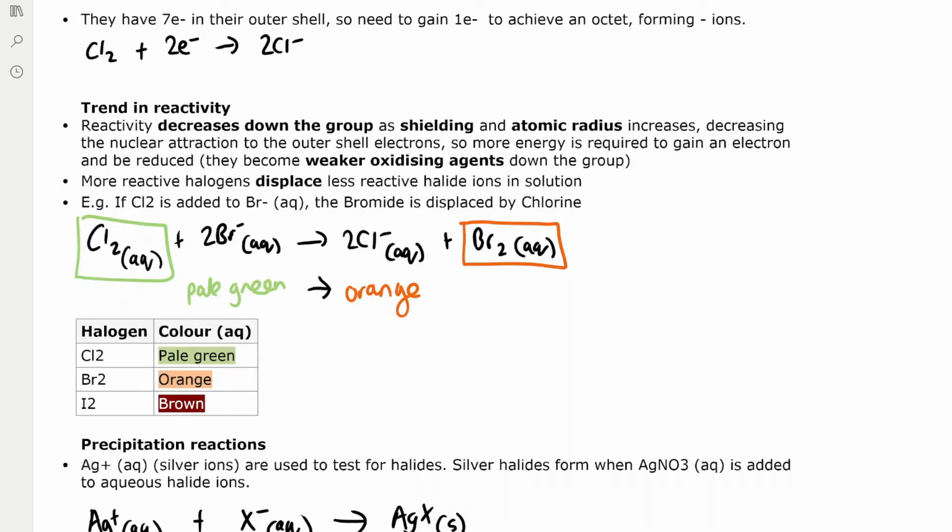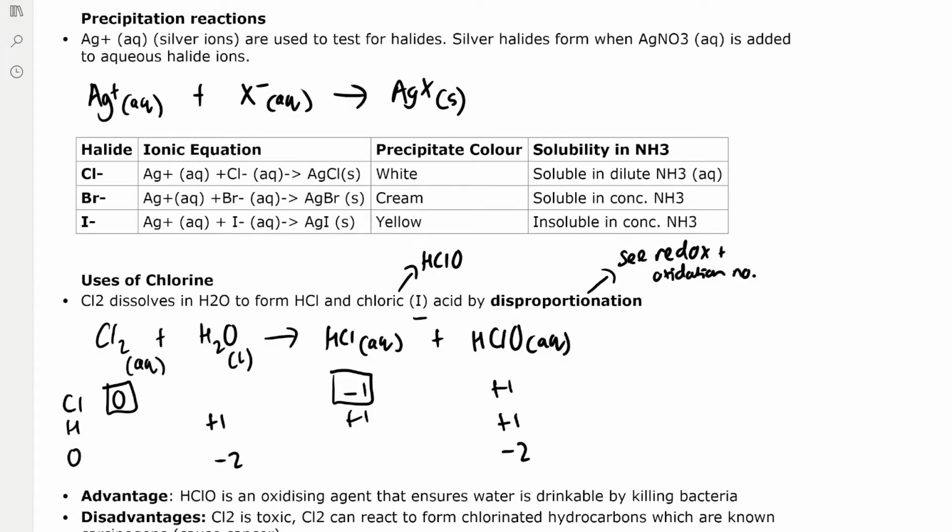Next, we have some precipitation reactions. So Ag+ or silver ions are used to test for halides. Silver halides form when silver nitrate is added to aqueous halide ions. So we've got an ionic equation to represent this. So Ag+ aqueous reacts with X-, which just represents any halide ion, forming AgX, which is a solid precipitate. And then we can use this to differentiate between the halide ions.